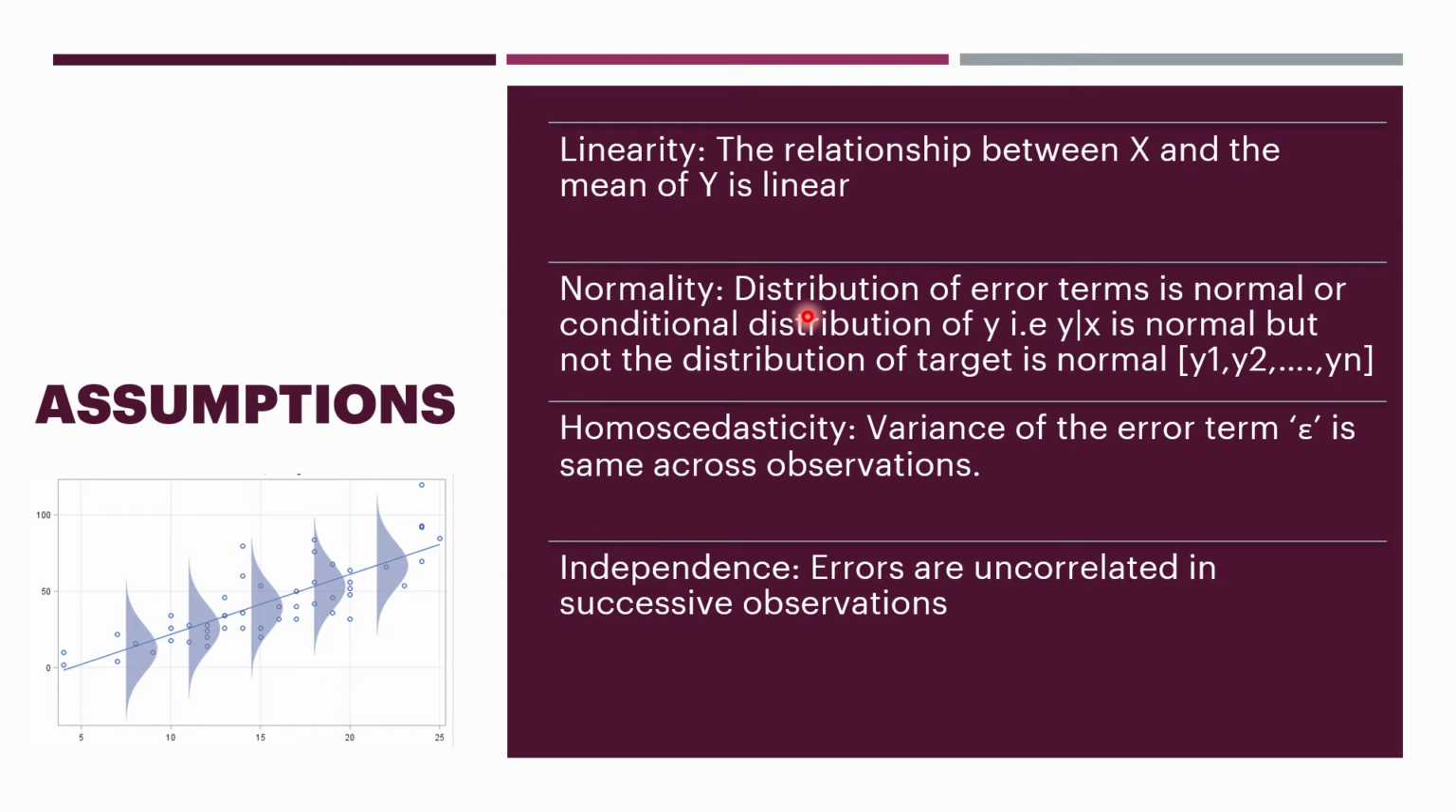It can also be interpreted in a different way. When I say the distribution of the error terms is normal, we are equally saying that the conditional distribution of y at a given x is also normal. What does that mean? This is an important point to understand. What does that mean?